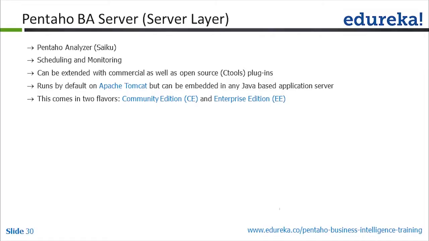It can be extended with commercial as well as open source plugins like CTools, as I said, for the commercial edition of Pentaho. It runs by default on Apache Tomcat, but can be embedded in any Java-based application server. By default Pentaho comes with Apache Tomcat, but you can run it on any Java-based application server, like JBoss. This comes in two flavors, Community Edition and Enterprise Edition. We'll see in the following slide what the difference is between these two.